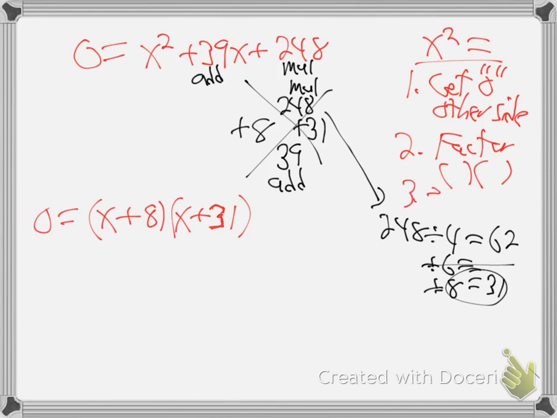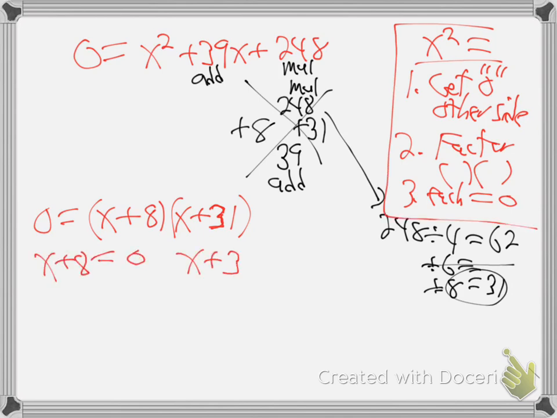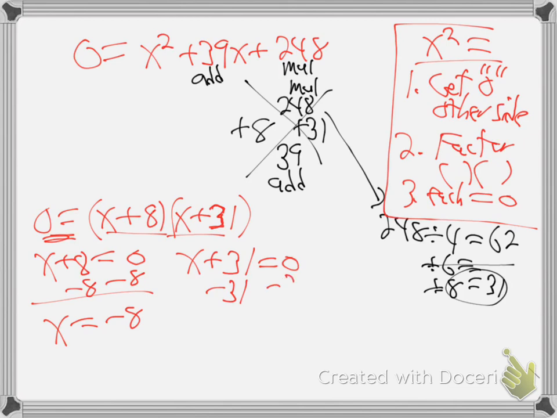So step 3, each one equals 0. Those are the 3 steps when you have x squared. Each one gets its own 0, remember? Because if 2 things multiply to equal 0, either one can be 0 to make the product 0. Then just subtract 8 from both sides, so x is negative 8. Subtract 31 from both sides, so x is minus 31. So those are the 2 answers, maybe.